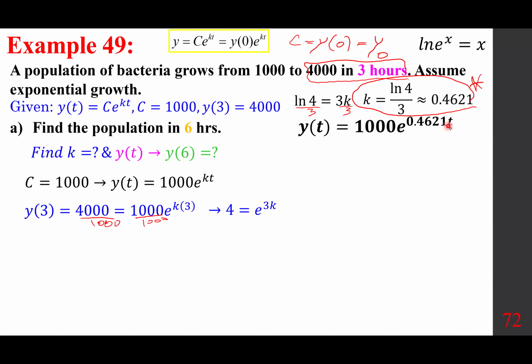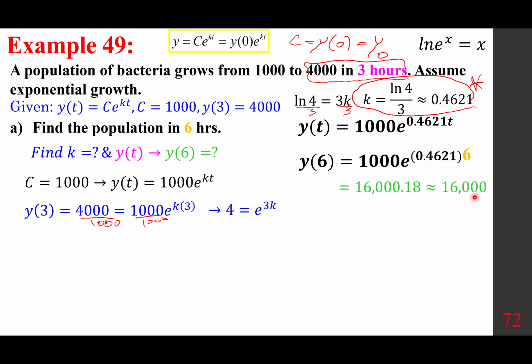Now I want it in 6 hours. I replace the t with number 6, and I multiply this by 6. I raise e to that power, multiply by 1,000 and use a calculator, and I get this number. Because we are dealing with the number of bacteria, I go with a discrete value, and I get 16,000. The way you do the rounding, you want to round it to the nearest unit. The digit next to it is 1, so it remains at 0. So 16,000 is the answer.